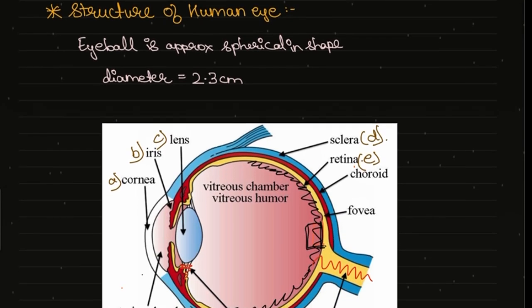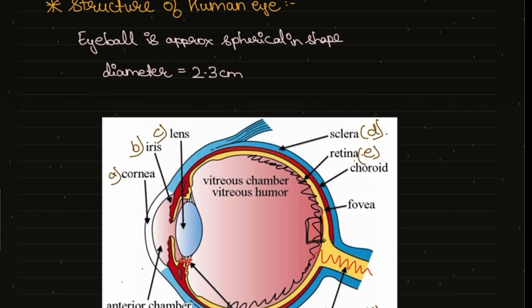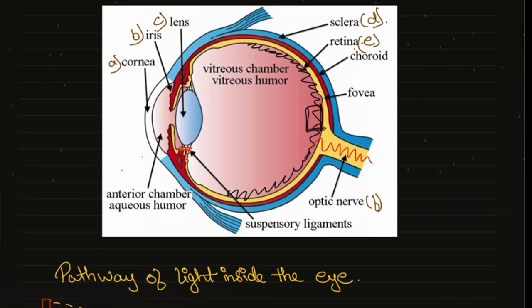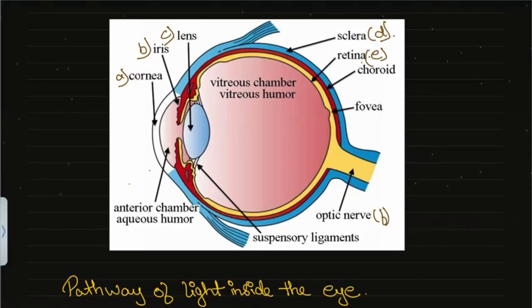So for the structure of eye, our eyeball is approximately spherical in shape and the diameter of our eyeball is 2.3 centimeter. Okay, now let us understand the anatomy of the eye, that is the structures which are present inside the eye. Let us understand this structure.